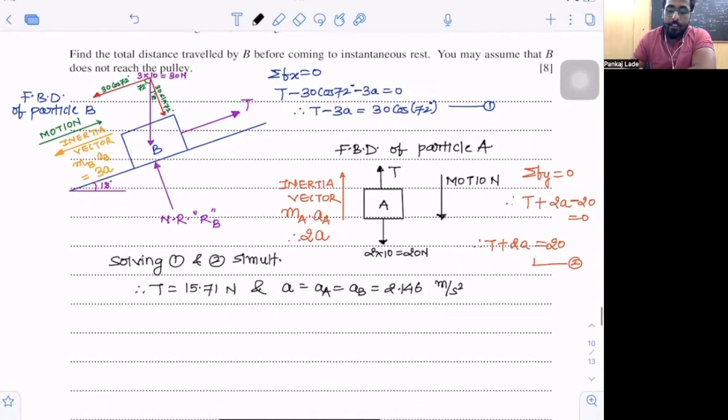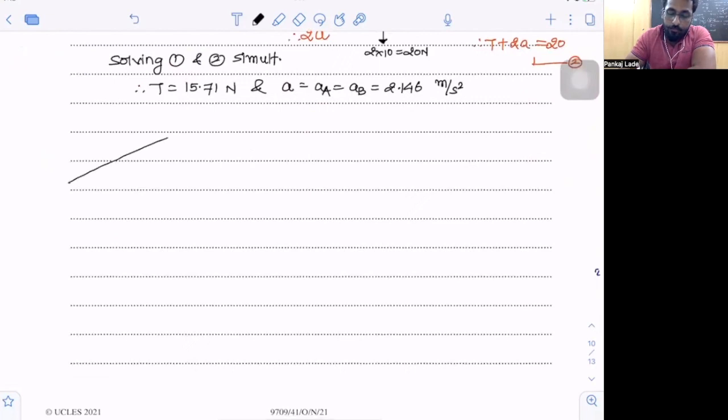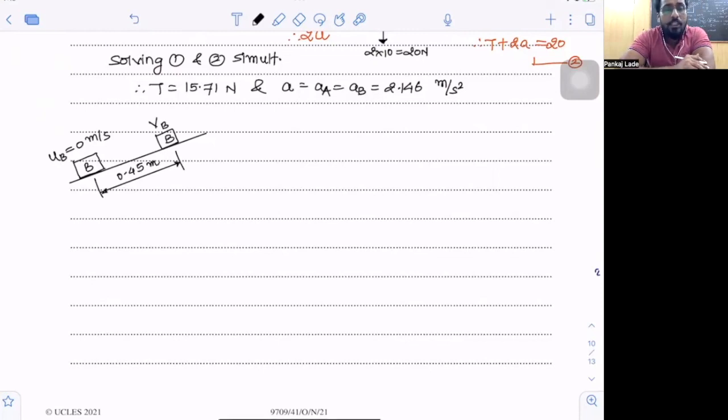Okay, so initially the velocity of particle B is how much? So if I draw the diagram one more time, like this is 18 degrees. This is particle B over here. I just make a small block. Particle B initial velocity is 0 meter per second. And the final velocity I am trying to find, this is VB. I don't know what that value is. But I know the distance traveled is 0.45 meters.